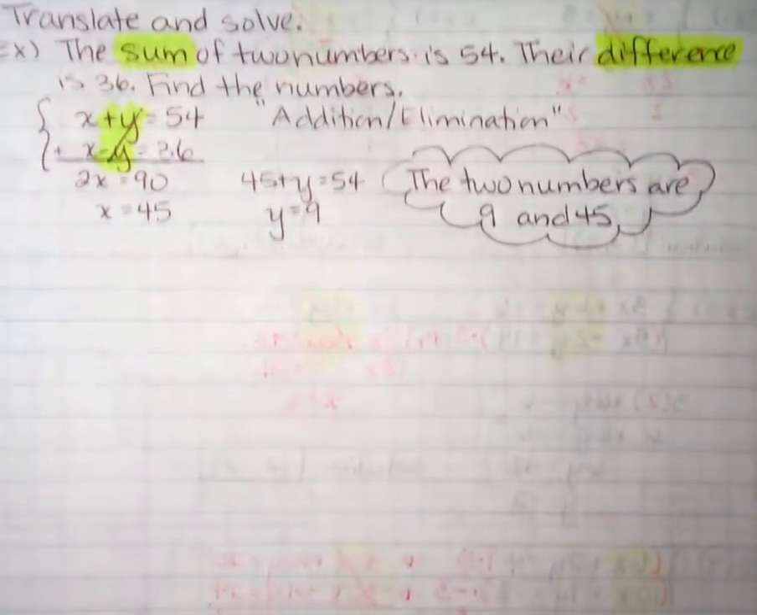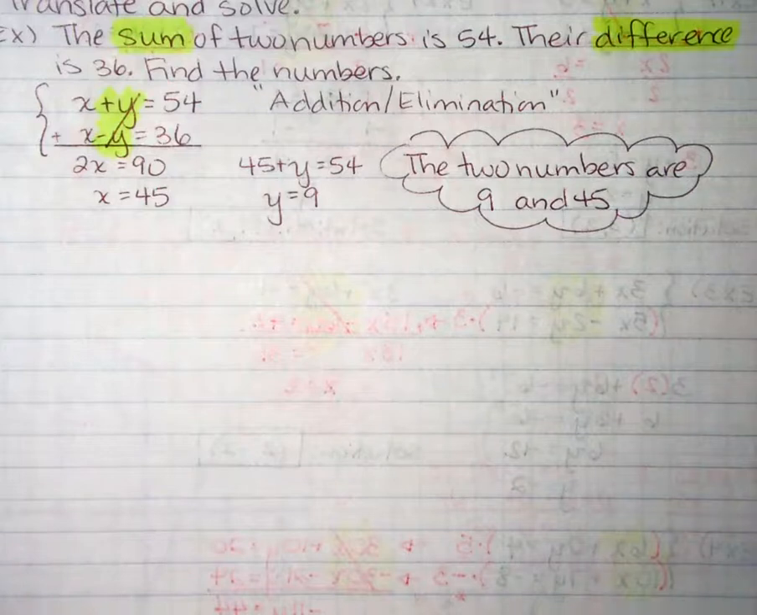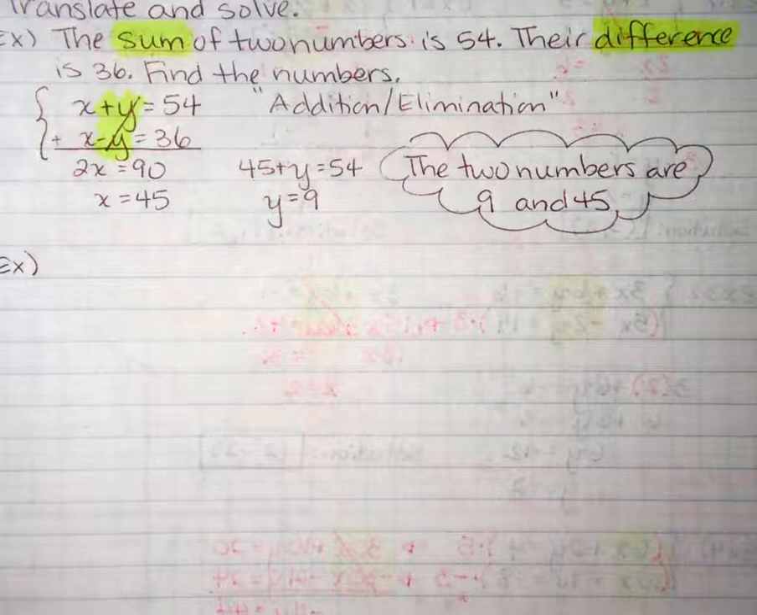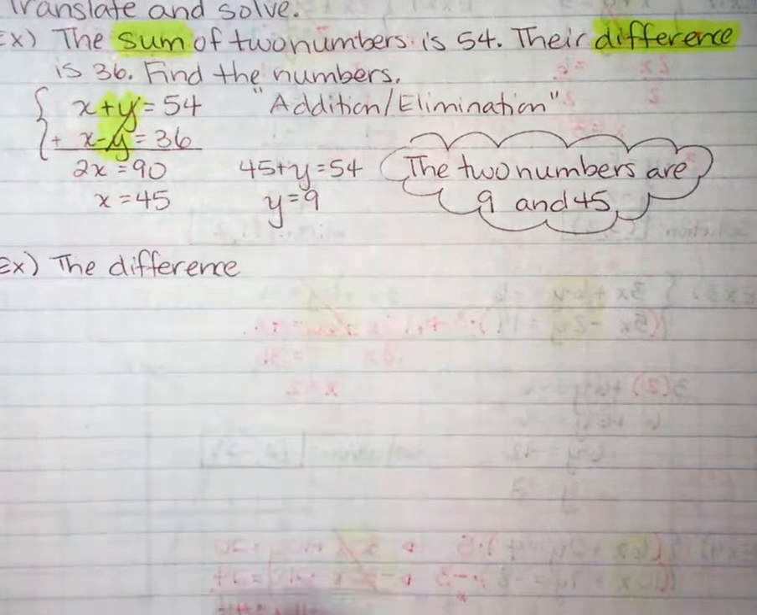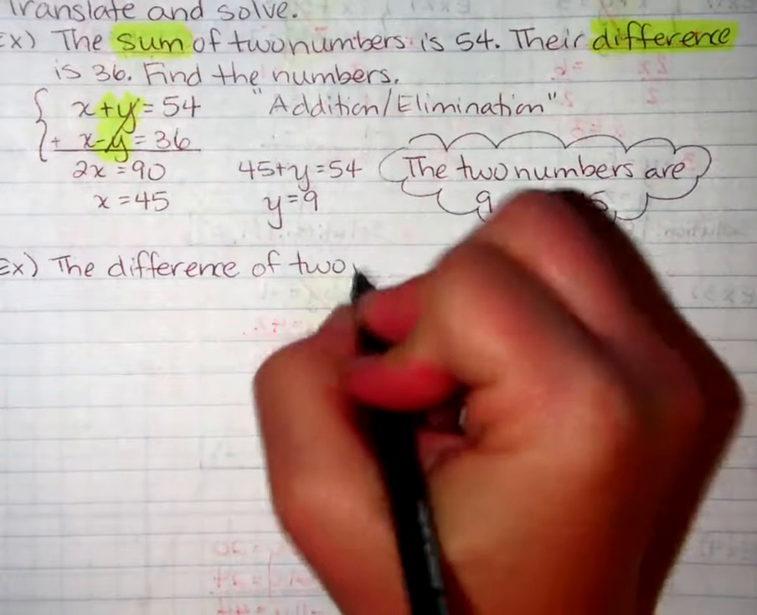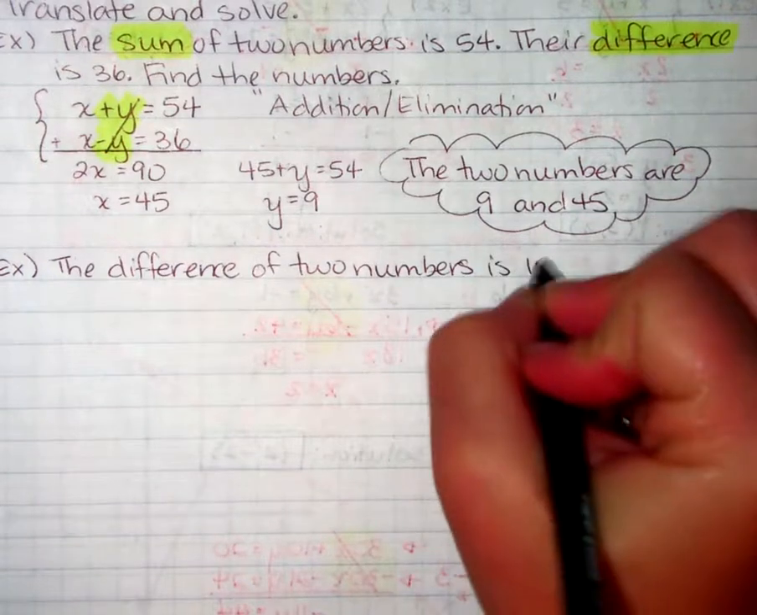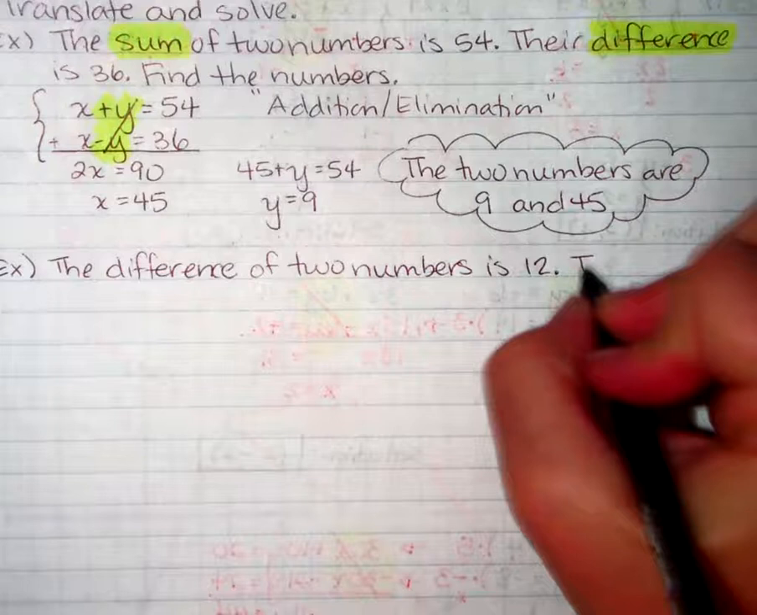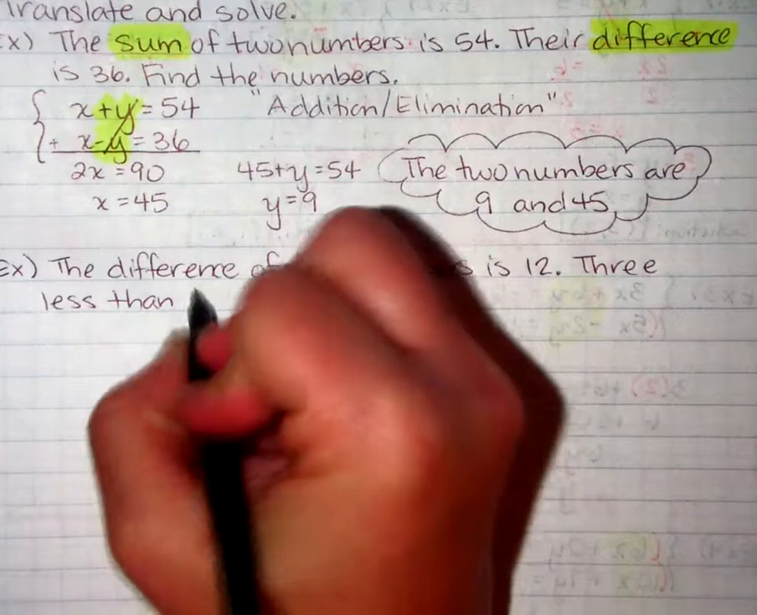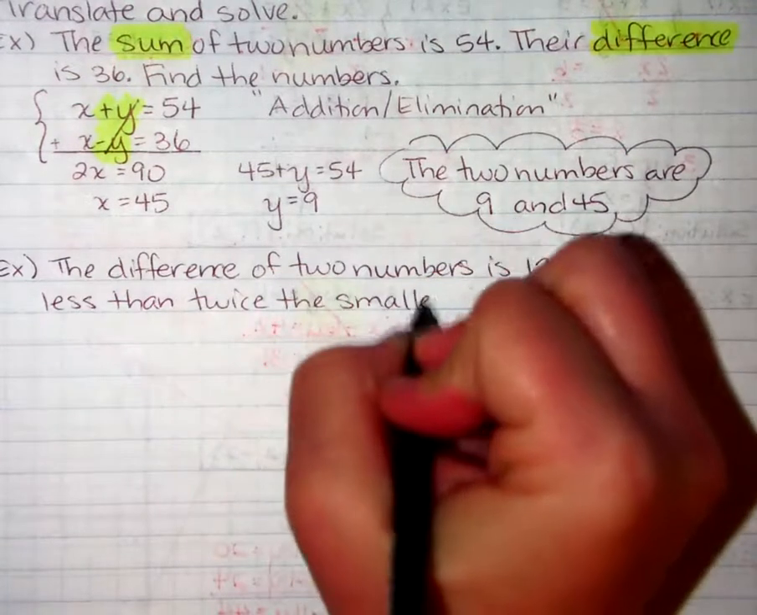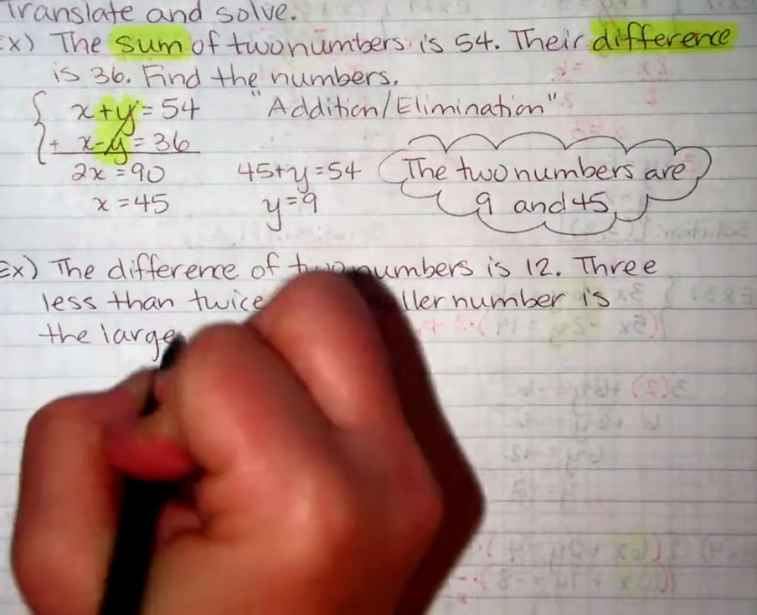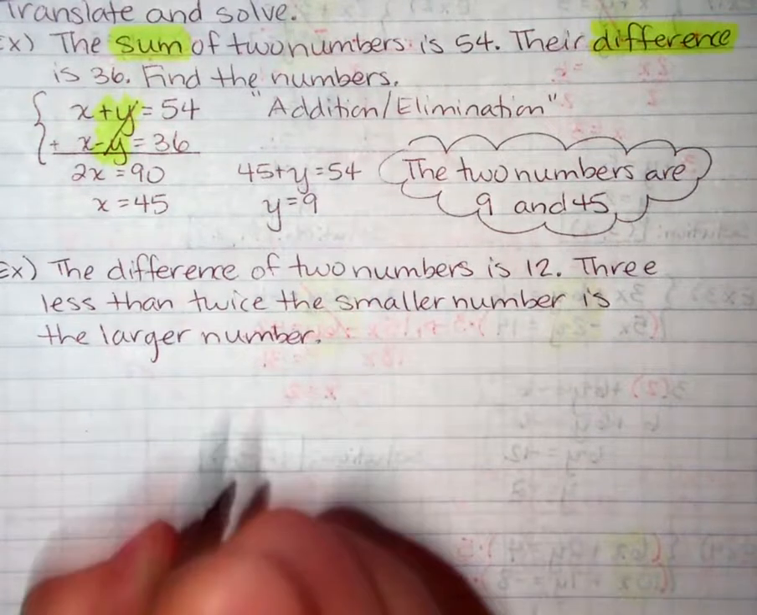So this is going to be our procedure for most of our examples: we're going to look to see how we translate the sentences into an equation. So let's look at another that is a similar type, and that is the difference. The difference of two numbers is 12. And then I'm going to do something a little different with this next one. I'm going to say 3 less than twice the smaller number is the larger number. And I want to find the numbers.